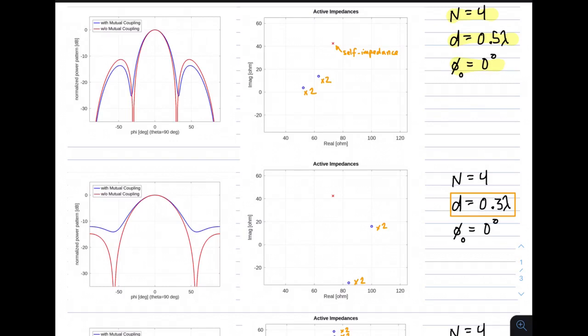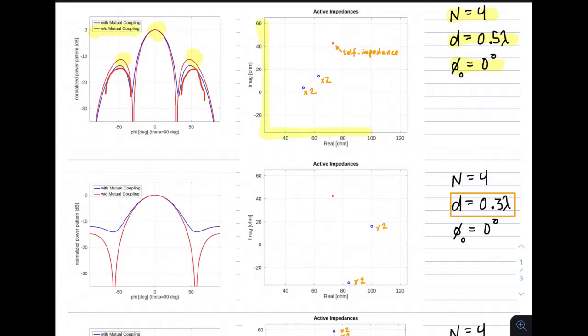In this case, red shows the result without mutual coupling. This is simply ignoring all the mutual impedances. And so you see the red curve is kind of the expected one, where you get a maximum. The side lobes are about 13 dB down or so, and so on. With mutual coupling, there's only a small change. The main lobe is only slightly wider, and the side lobes are slightly lower.